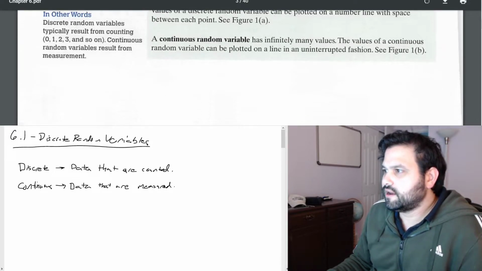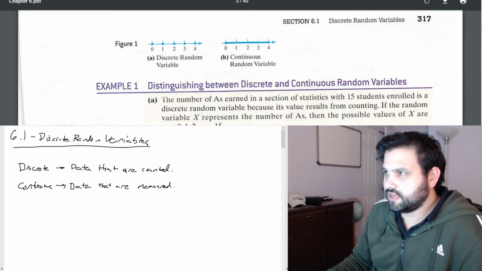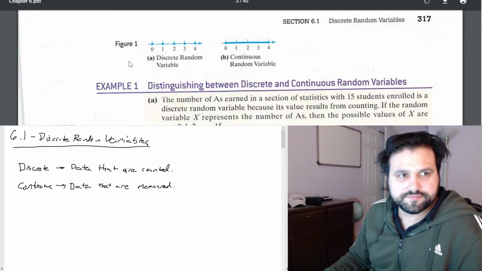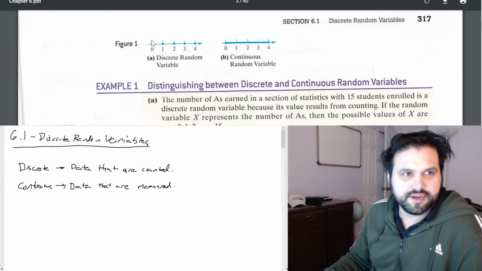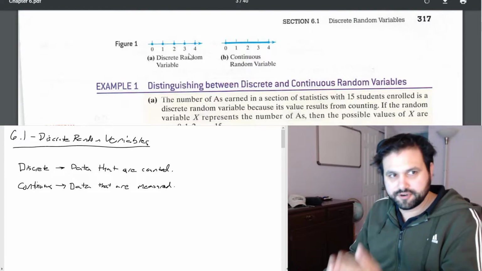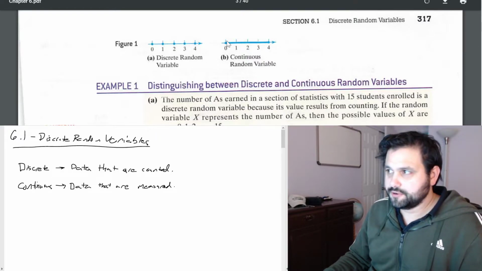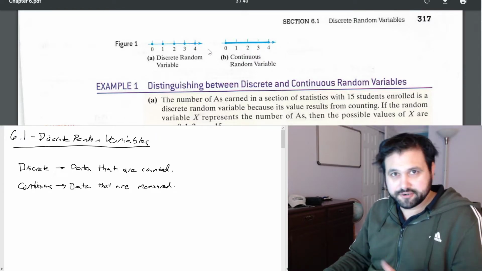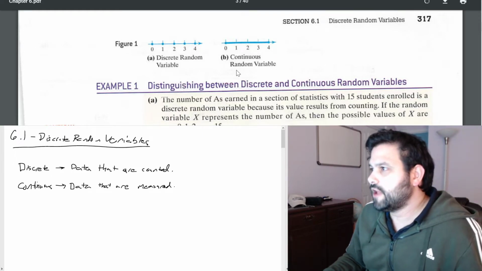I really like on the next page this little image they have there. That's a nice explanation, a nice visual of here's discrete, right? It's either 0, 1, 2, 3, or 4. Here's continuous. It can be any number between 0 and 4, right? So, yeah.